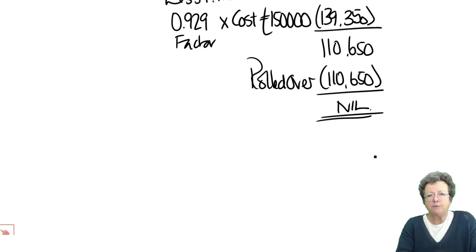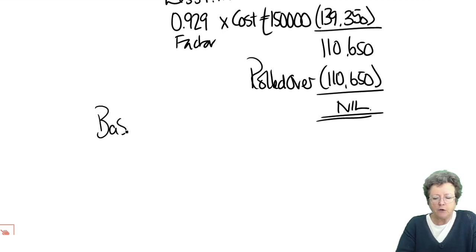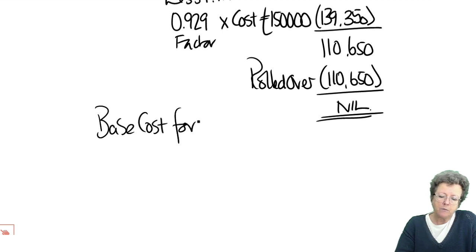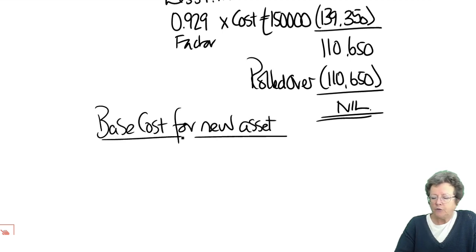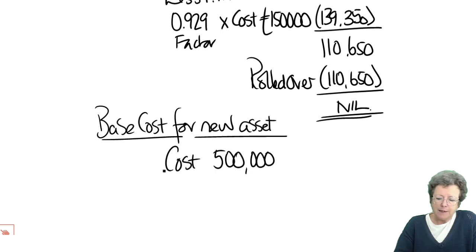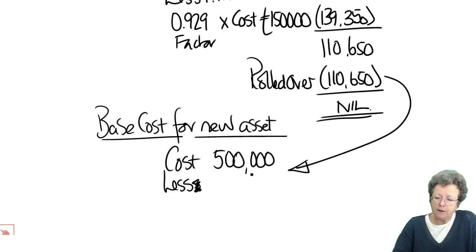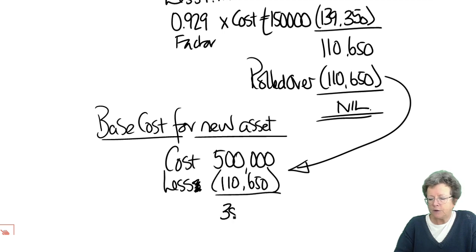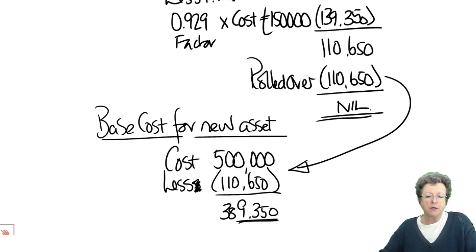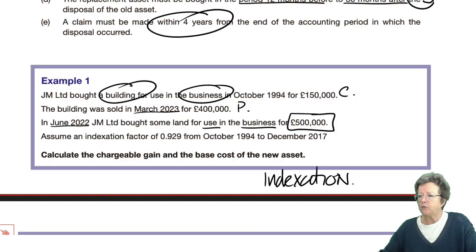Now when you do one of these, every time you do one of these, you need to do a base cost for the new asset. So the cost of the new asset was £500,000 from the question, less our rollover relief 110,650, giving us a base cost of 389,350 pounds. Always do the base cost after you've finished because that's important for the future, and it will gain you an extra mark for that. That's really good. So that's what you need to be doing with that.